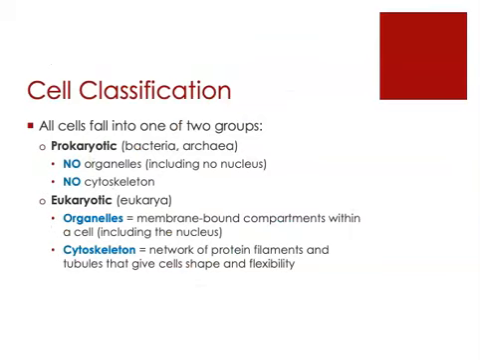So, if we look around the planet, all of the cells fall into one of 2 groups: prokaryote or eukaryote. The prokaryote includes all of the organisms in the bacteria domain and the archaea domain. These organisms have no organelles, so they have no nucleus, no organelles. They also are lacking a cytoskeleton.